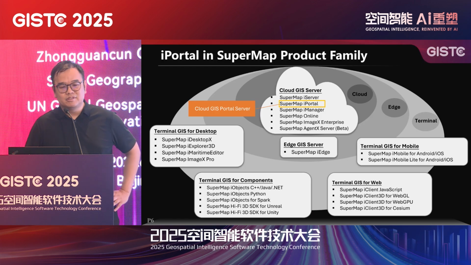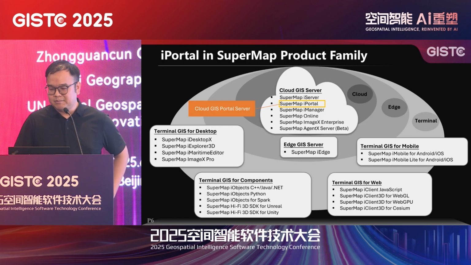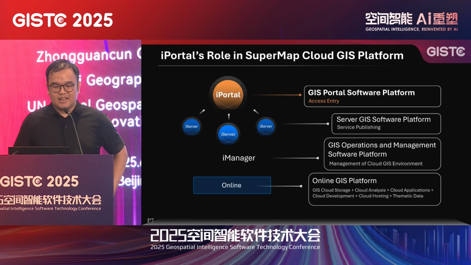As you see, in our SuperMap product family, we categorize our products as cloud, edge, and terminal, so three lines of GIS products. Basically, it depends on where they will be deployed. SuperMap iPortal is our cloud GIS portal server, so it is one of the core products in our cloud product line. This diagram describes how iPortal fits in our SuperMap Cloud GIS platform.